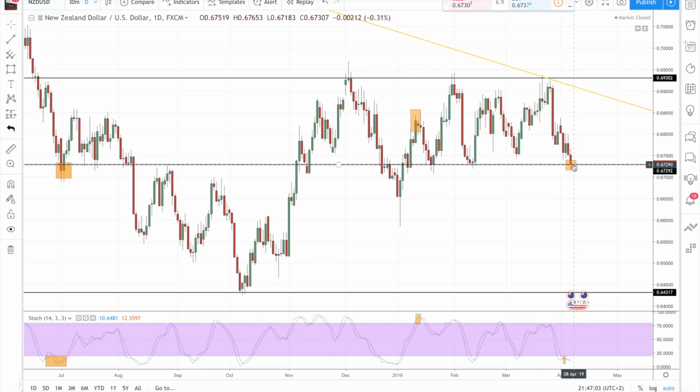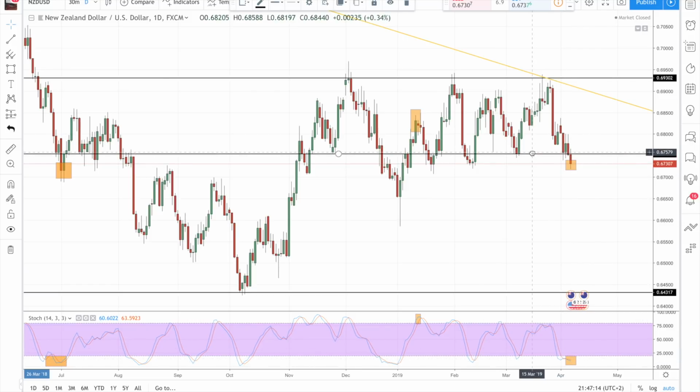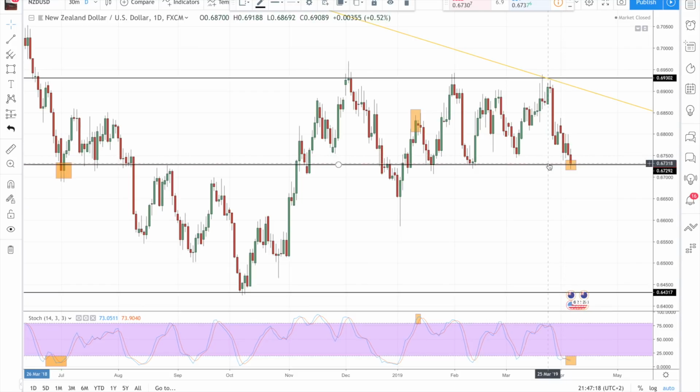This support is pretty strong, and there is a strong correlation with the stochastic, which is also oversold. As you can see, it didn't go up and boom, because some people just put their support over here, they thought boom, it's oversold, but no, it went to the real support.